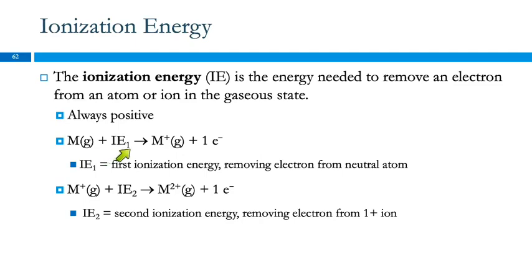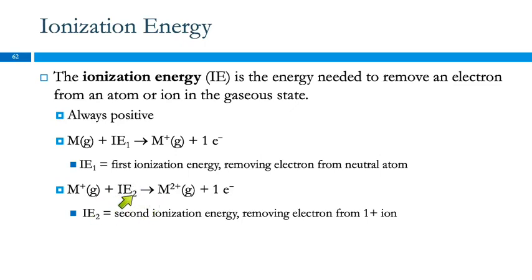This is labeled IE1. It's the first ionization energy. That's removing the first electron. Then you can remove a second electron, and a third, and a fourth, depending on how many it has. So the second ionization energy will be IE2. And now we're looking at an atom that's already lost one electron. So we're looking at the positive ion, and we're going to put energy into it again and take a second electron off, so now it has a +2 charge.